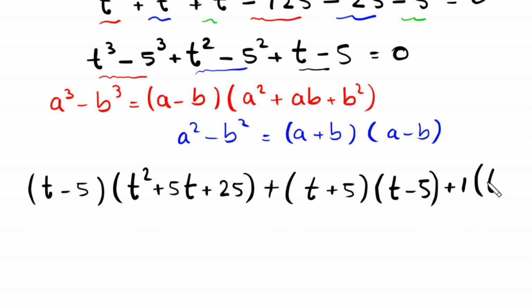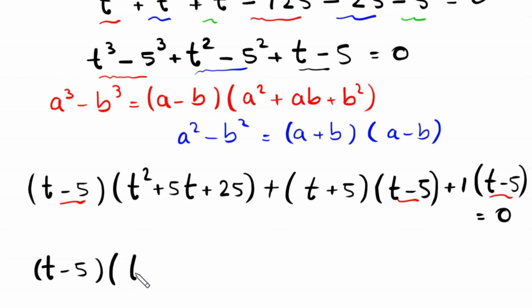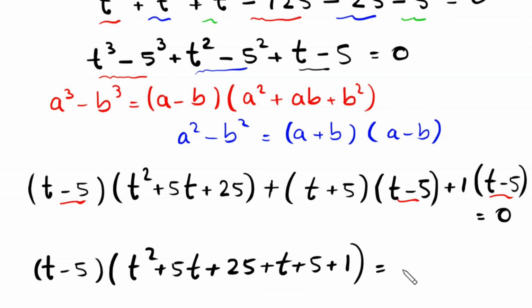In bracket left t minus 5 equal to 0, and this t minus 5 is a common factor, so we factor out this t minus 5, and in bracket left t squared plus 5 times t plus 25 plus t plus 5 plus 1 equal to 0.